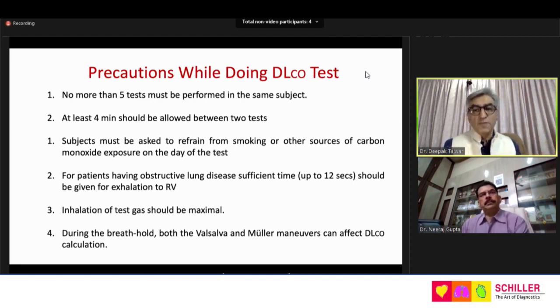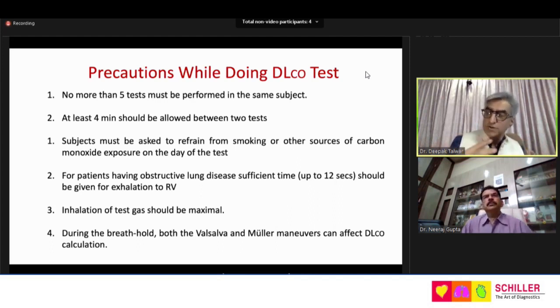For patients having obstructive lung diseases, even up to 12 seconds may not be sufficient. In such people, when we start with the exhalation, the inhomogeneity in ventilation is so much that the gases have not been able to diffuse properly into the lungs, so you may underestimate the diffusion capacity.